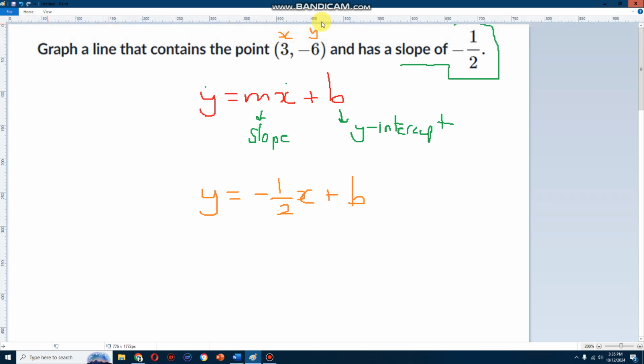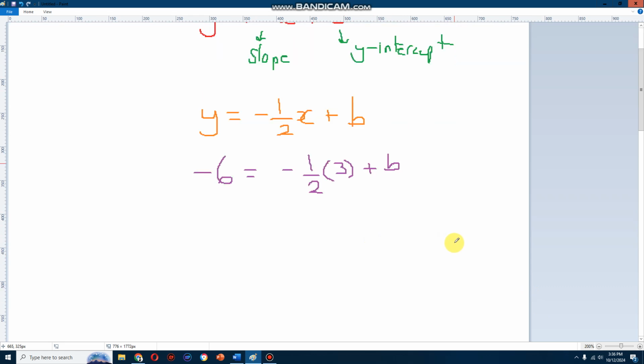I'm going to take another color. How about a purple? And they told me that y is equal to minus 6, right over here, equals minus 1 over 2, and the x is 3, so let's substitute, plus b. Alright, so far so good. That's how we got the numbers. I'm just plugging in. Substitution. Let's do some math. So minus 6 is equal to minus half times 3, which is just minus 3 over 2, plus b. I need to solve for b.